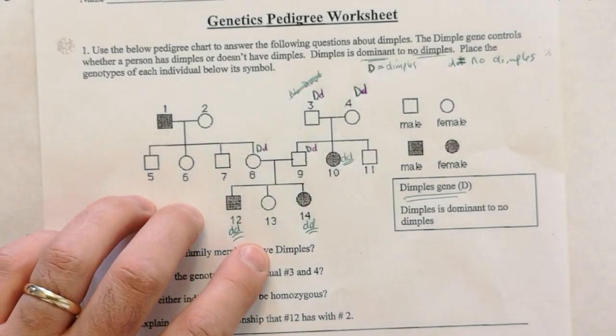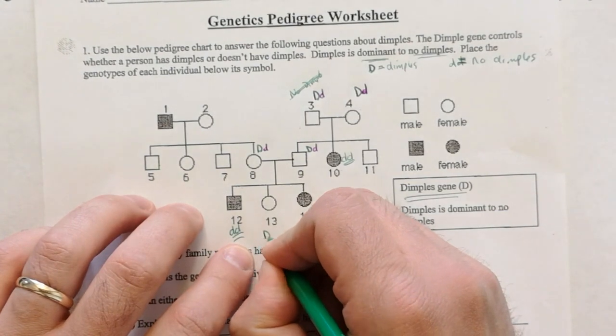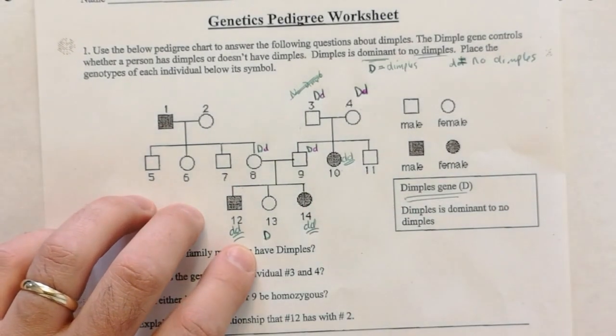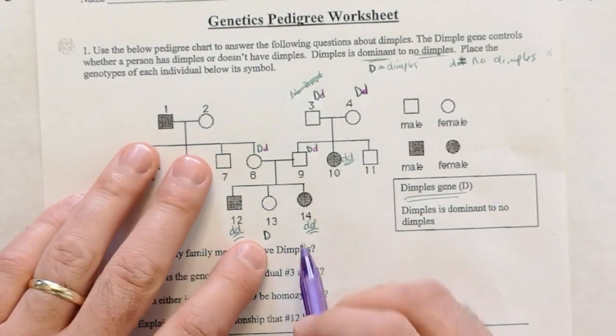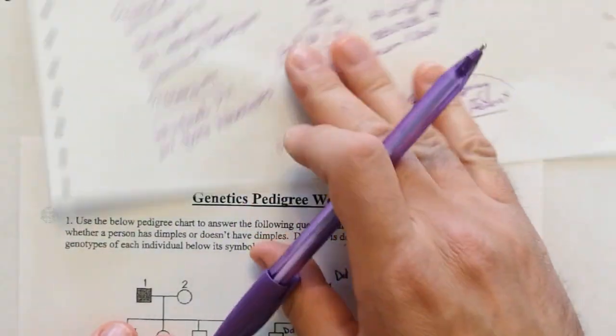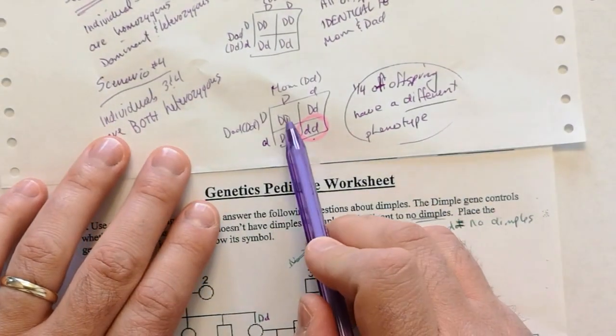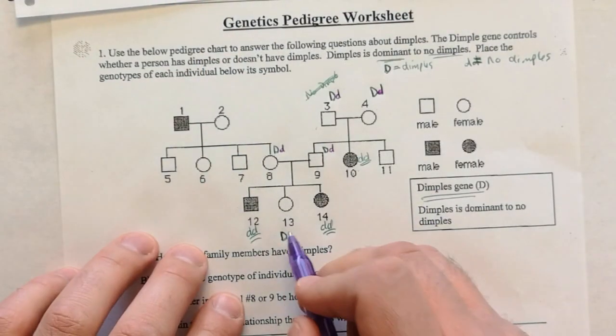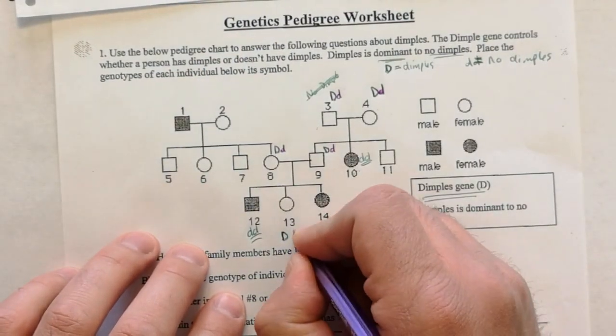Now let's take a look at child number 13 here. Child number 13 has at least one big D allele. Now it's possible that they would be homozygous dominant or heterozygous. From this pedigree, we don't know the second allele.